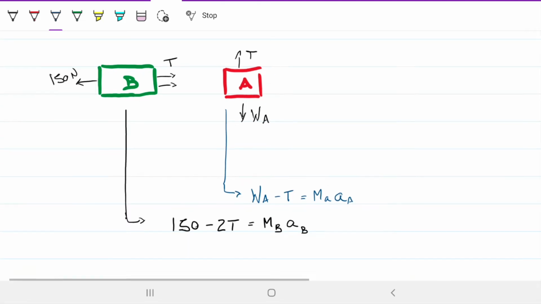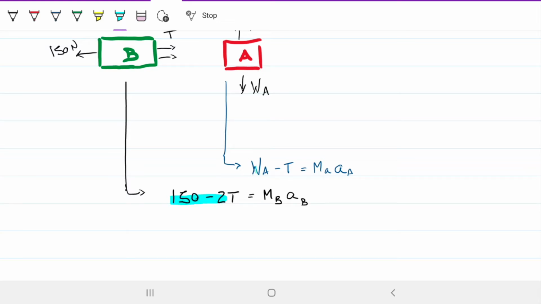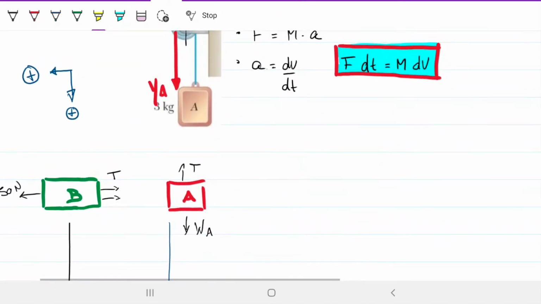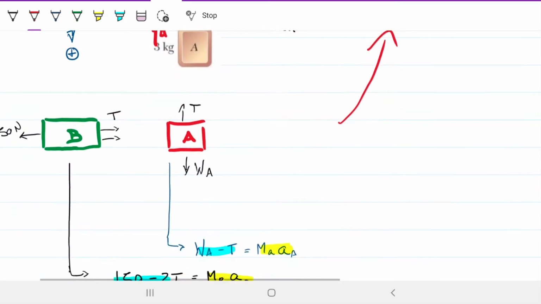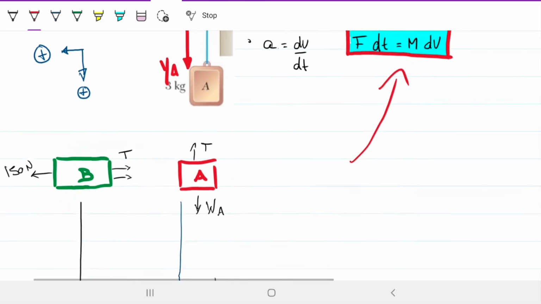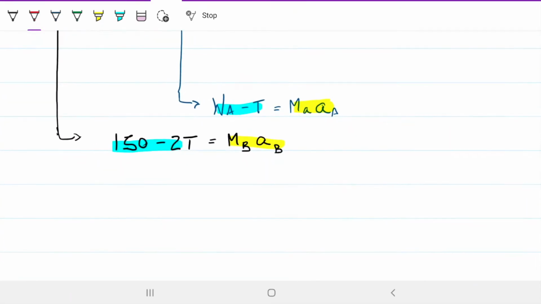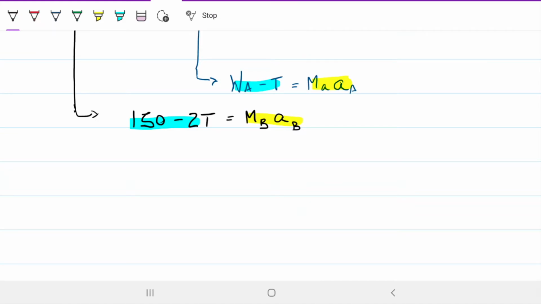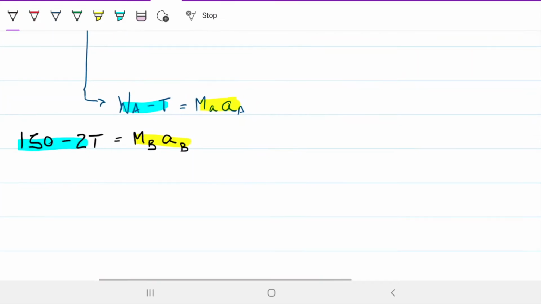Right, so now what we can do is, since this is force on both sides and then this is mass times acceleration, I'm going to take advantage of this. Where I have my force, I'm going to multiply that by the time, and where I have my mass, I'm going to multiply that by my velocity. So this is going to be transformed. Let's do it here for this side. This would be equivalent to these two equations.